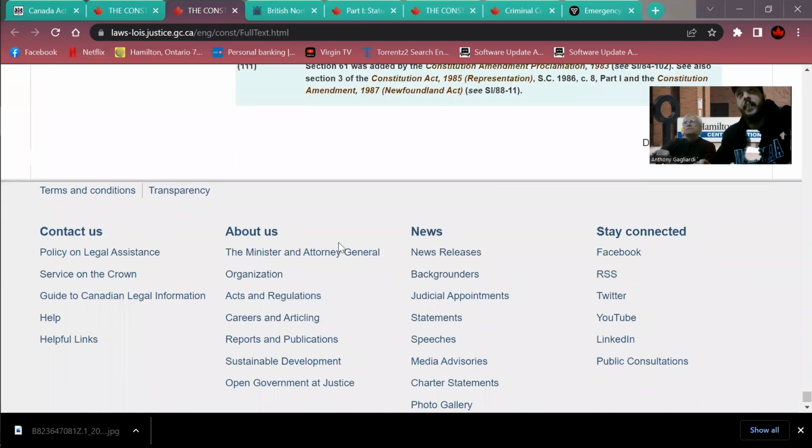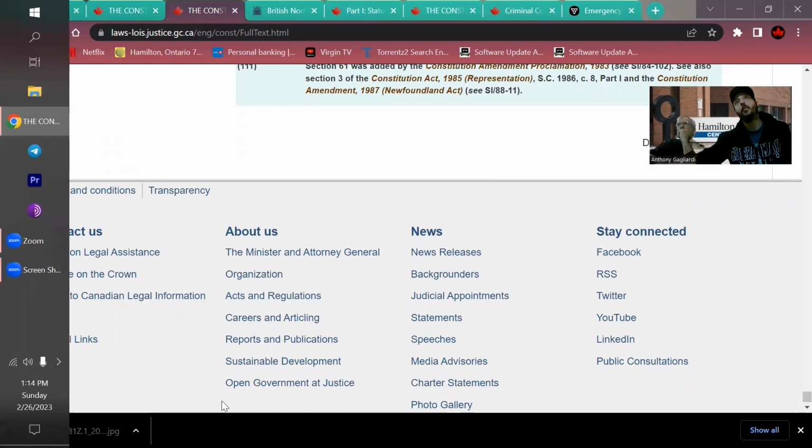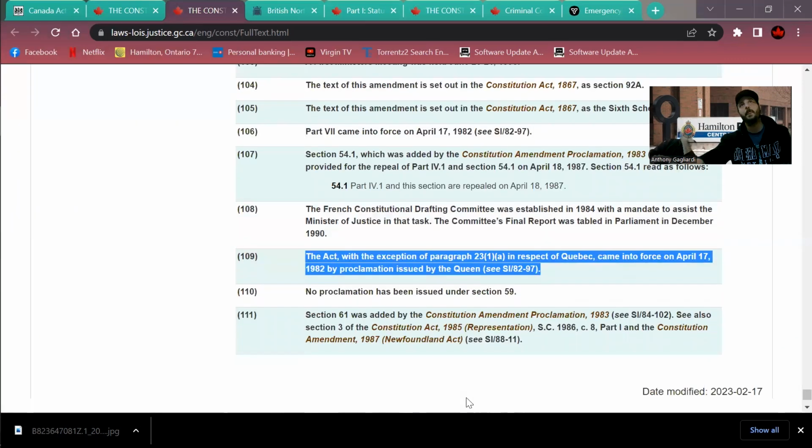Yeah, absolutely. I agree. So my whole thing is, how did we get to this? Like, we have the Canadian Charter of Rights and Freedoms, which, as we just pointed out, is a proclamation.